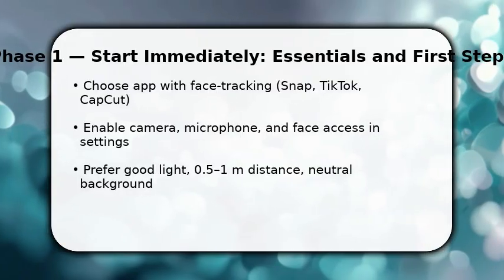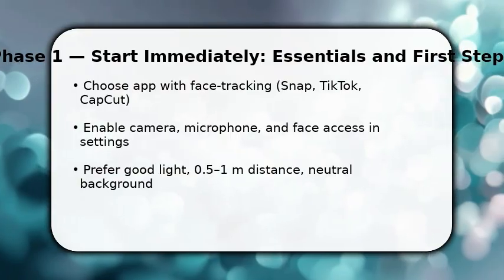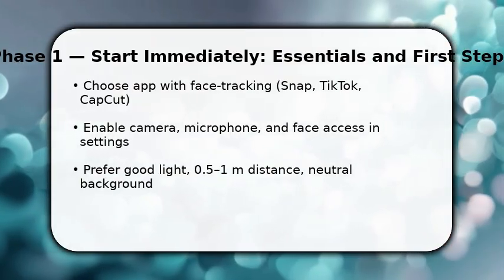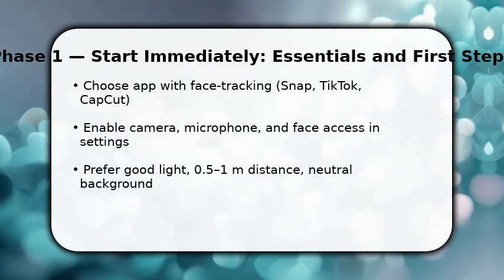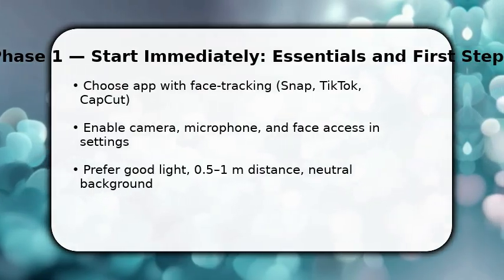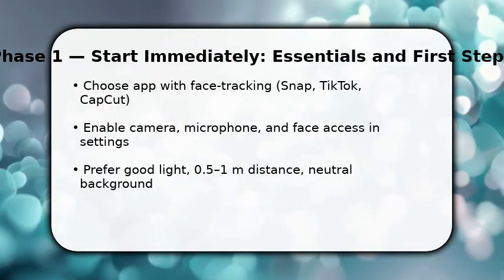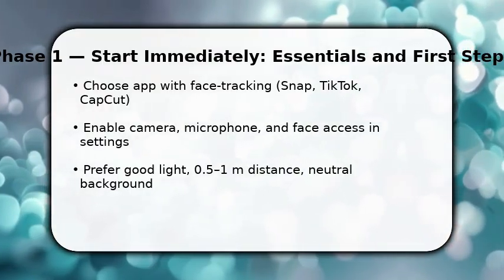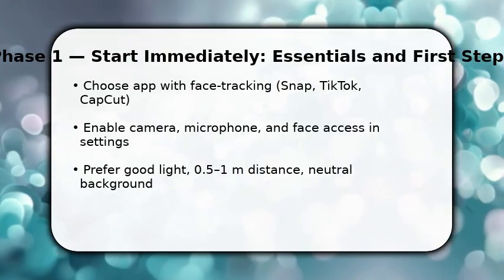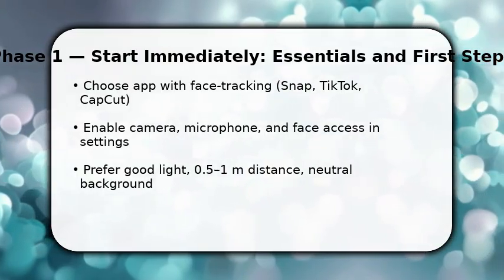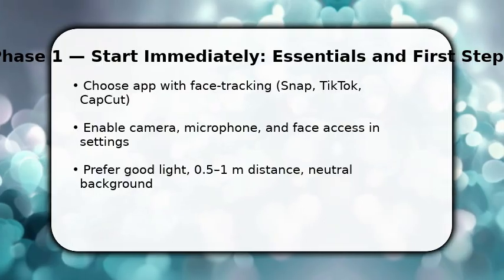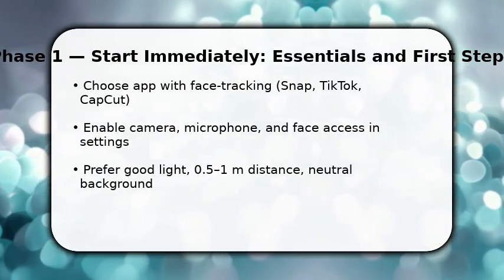You'll begin by opening an app that supports face tracking stickers. Choose one with real-time tracking. Give the app permission to use your camera and microphone so filters work smoothly. Position yourself about 0.5 to 1 meter from the camera with soft front light. This improves landmark detection. Once done, select the front camera and tap the sticker/filters icon to reveal emoji overlays.